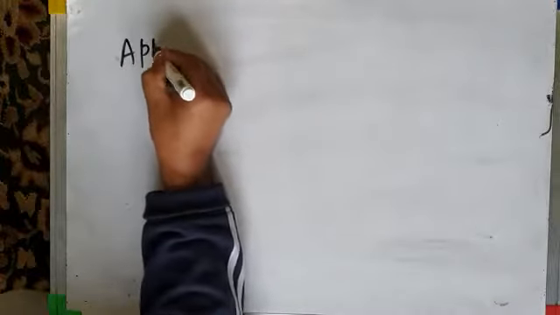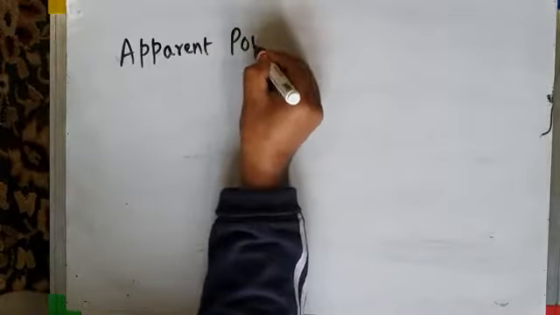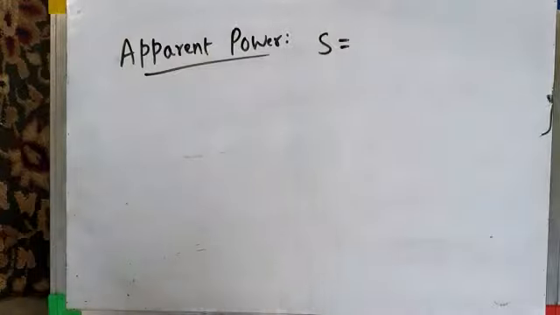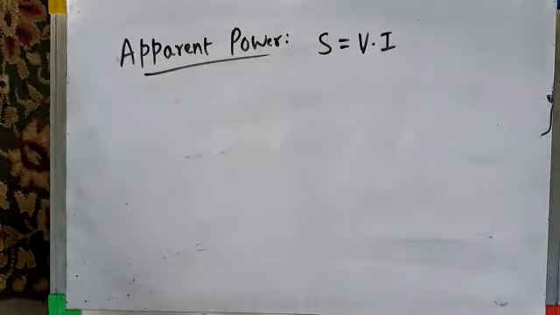What about apparent power? How much power will be there in the circuit? Apparent power. Now this apparent power is simply given by S is equal to the product of voltage and current. It is V into I. Simple. As simple as this.